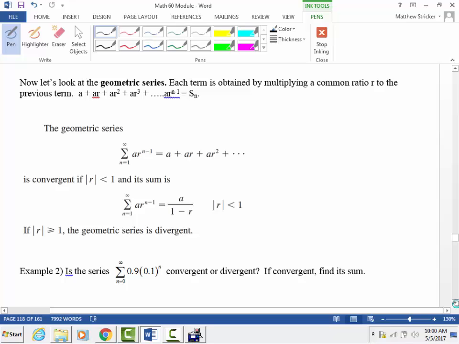Whatever the r is, if its absolute value is less than 1, it converges. If r is less than 1, then it's convergent, and if you add up all the terms, its sum is the first term divided by 1 minus r. That's what it adds up to. It does converge, and this is what the series adds to.